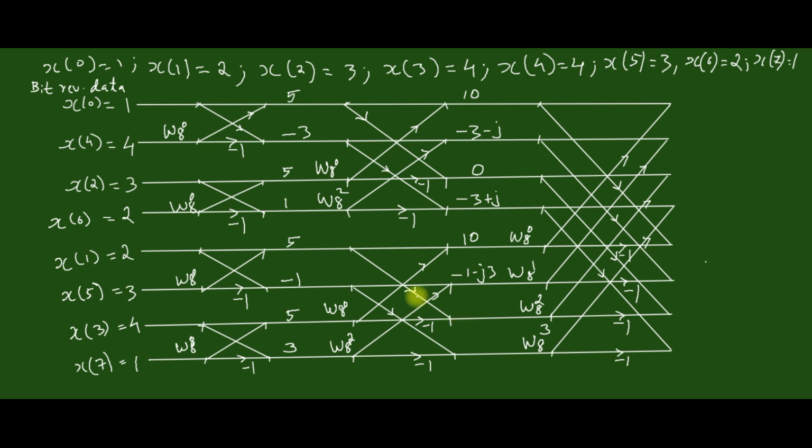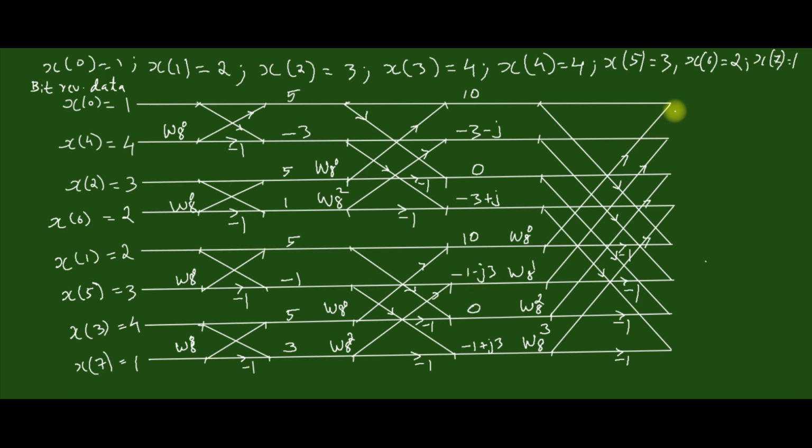And at this stage we will be having 5 minus 5 into W8, so that is 5 minus 5. So it will also be 0. At this stage we can see it is minus 1 into minus 3j. So minus into minus will become plus. So it will be minus 1 plus j3. So here we can see that with respect to the 0, it is the complex conjugate. Here also with respect to 0, it is the complex conjugate form. So the second stage computation is over.